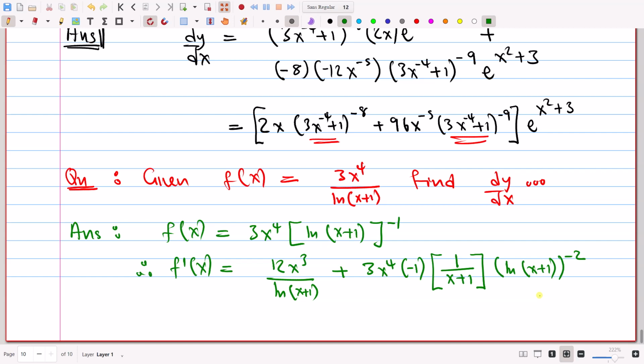Quotients are just products. So you don't have to learn the so-called quotient rule. The product rule is sufficient to handle any form of a quotient or product that you may come across. So yeah, that's it.